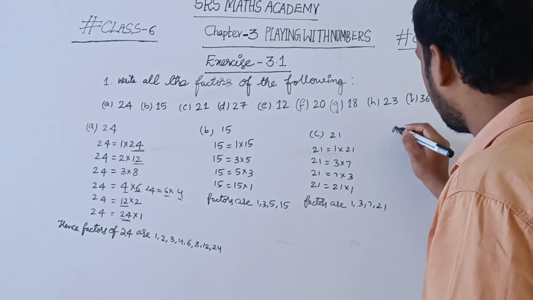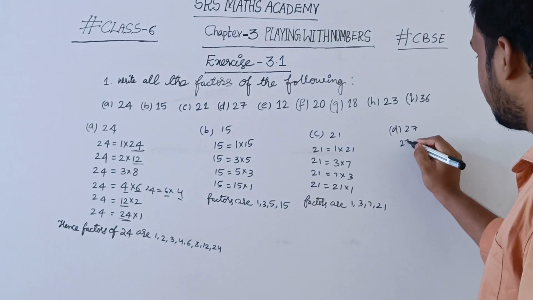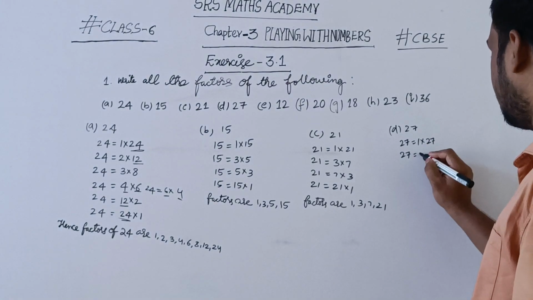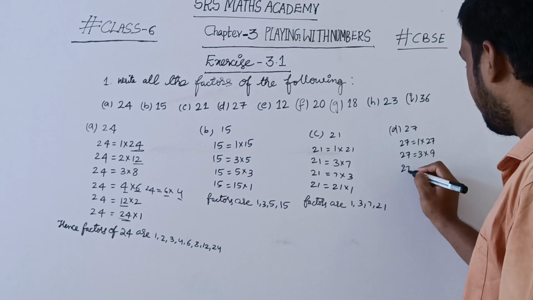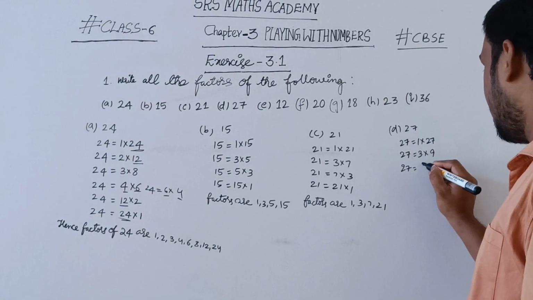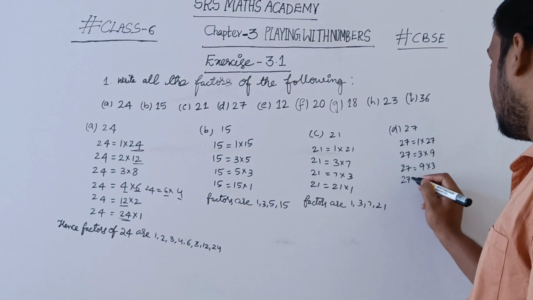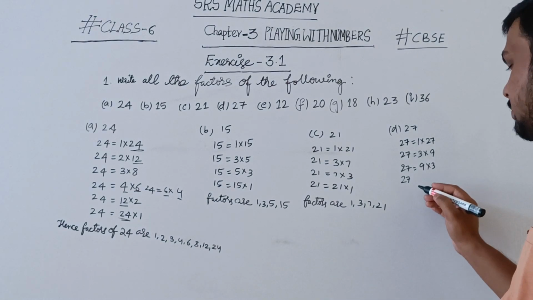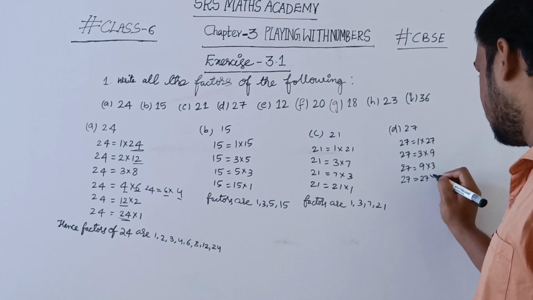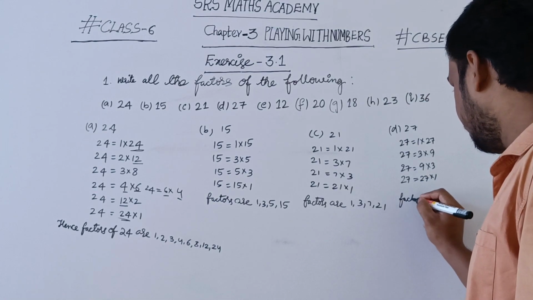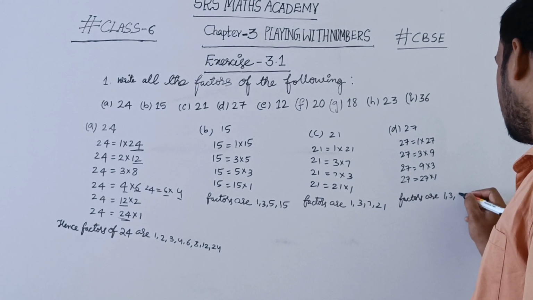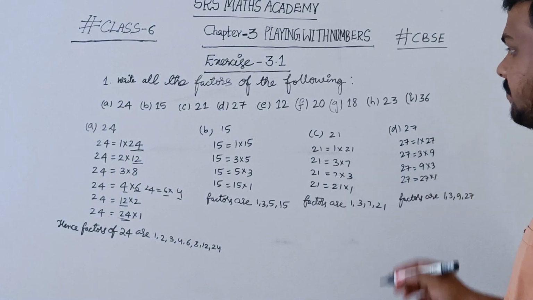Next is D, 27. That is 27 equals 1 27s. So in 2 table 27 not coming. 3 table, 3 9s. 4 table not coming. 5 table not coming. 6 table not coming. 7 table not coming. 8 table not coming. 9 table again coming, 9 3s. 10 table, 11 table, 12, 13, 14, 15, 16, 17, 18, 19, 20, 21, 22, 23, 24, 25 not coming. So 27 was that. So factors are 1, 3, 9, 27. These four are the factors of 27.